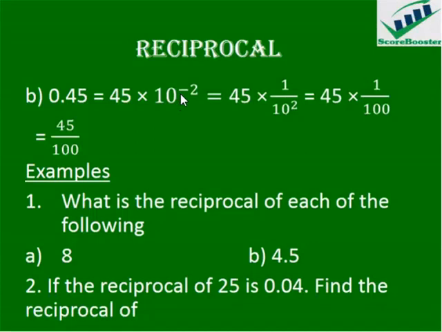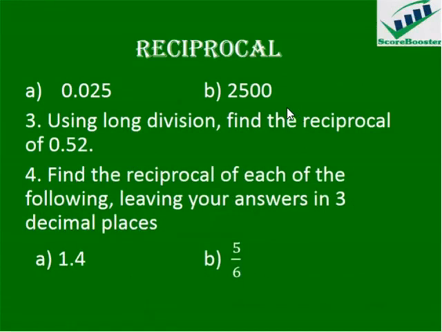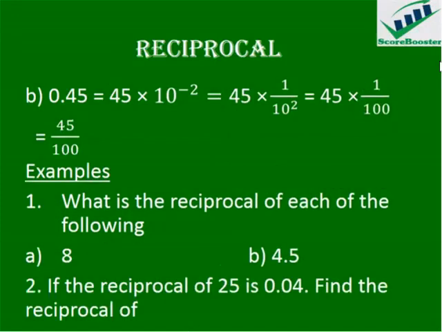45 times 10 raised to the power minus 2 equals 45 times 1 over 10 raised to the power 2, which is 45 times, what is 10 raised to the power 2? 10 multiplied by 10, and 10 multiplied by 10 will give 100. That is why we have 45 times 1 over 100. So 45 times 1 over 100 is what? 45 over 100.